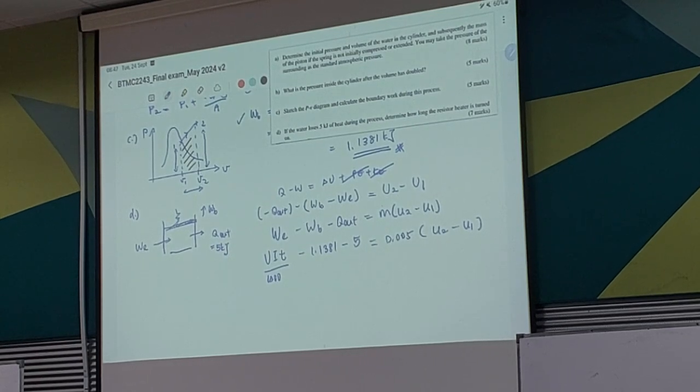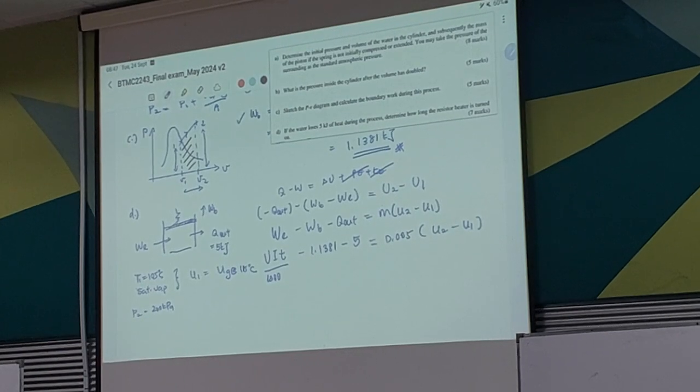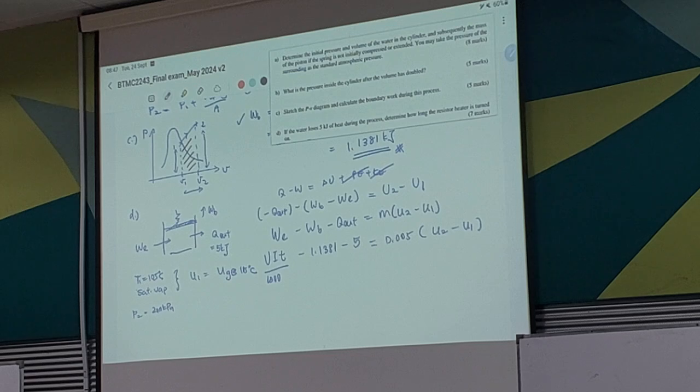So you need to find U2 and U1. For U1, we go back to T1 equals 105 degrees Celsius, saturated vapor. U1 is just Ug at 105 degrees Celsius. U2 is a bit more troublesome. We know P2 is 200 kilopascal. But what other information do we have about state 2?